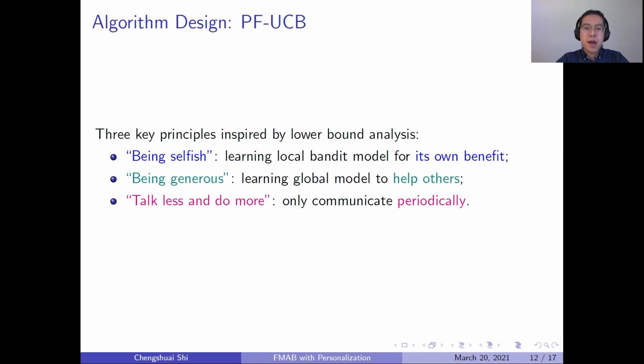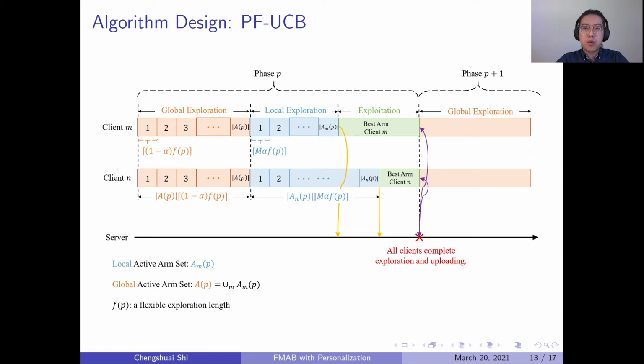The PFUCP algorithm proceeds in phases. Here's a brief sketch of one phase P. It starts with the global exploration subphase. In this phase, all clients will explore the arms in the global active arm set to get global information. After that, the local exploration subphase begins. Namely, each client explores arms in their own local active arm set. Note that, unlike the homogeneous global active arm set, the local active arm sets can be different for different clients, due to client heterogeneity.